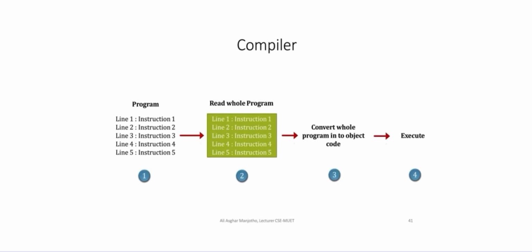now when it comes to the compiler, as we can see here, the program, for an example, line 1 instruction 1, line 2 instruction 2, line 3 instruction 3, line 4 instruction 4, line 5 instruction 5, right? Now you read the whole program, right? You list it down. Then convert the whole program into object code. Okay, once you have converted to object code, then it executes it. It gives you the entire program. That's for compiler.